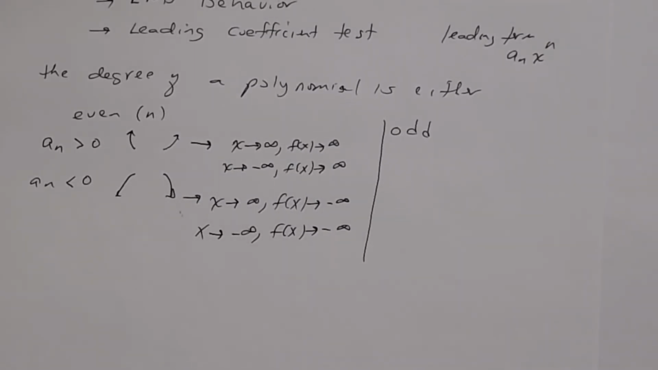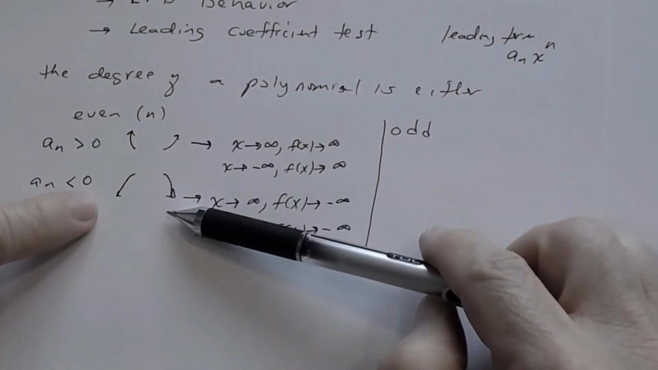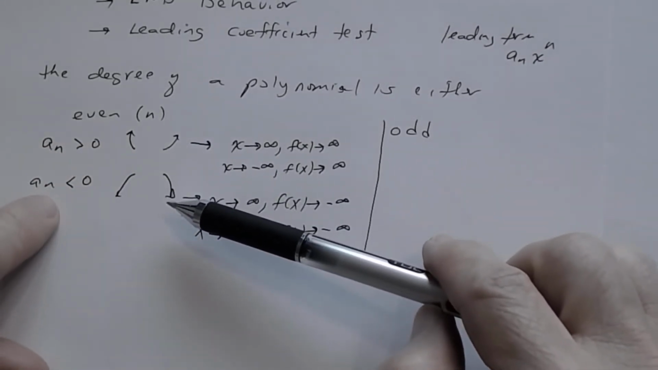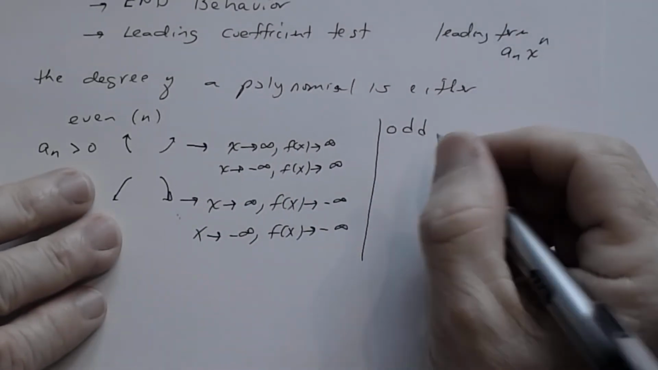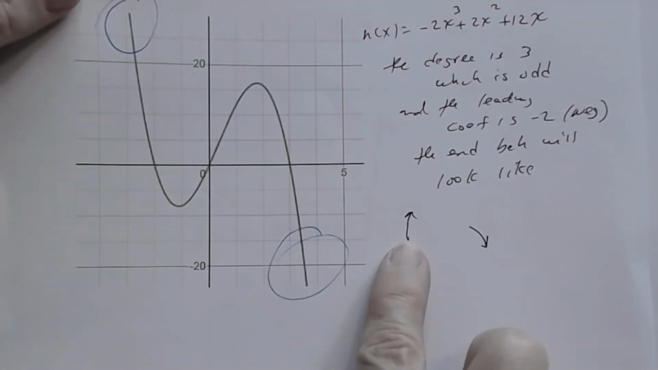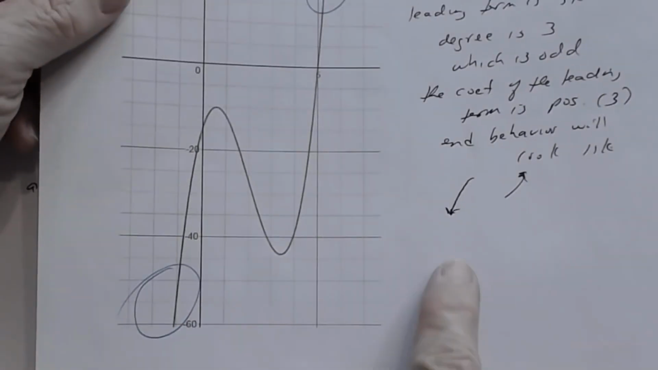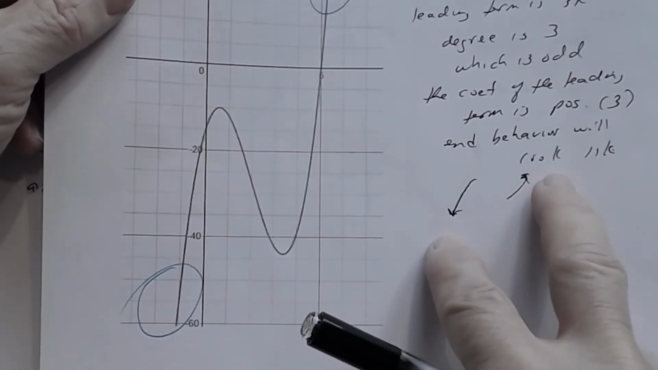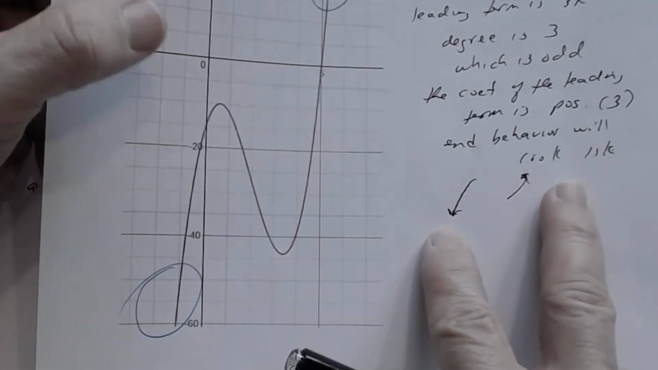Okay, so I know that if the degree is even, the arrows are pointing up or they're pointing down. They're pointing up if the leading coefficient is positive. They're pointing down if the leading coefficient is negative. If it's odd, we get the situation where on the left side it points up, on the right side it points down, or on the left side it points down, on the right side it points up. But if it's odd, notice that the arrows are in different directions. The end behavior, the arrows are in different directions.